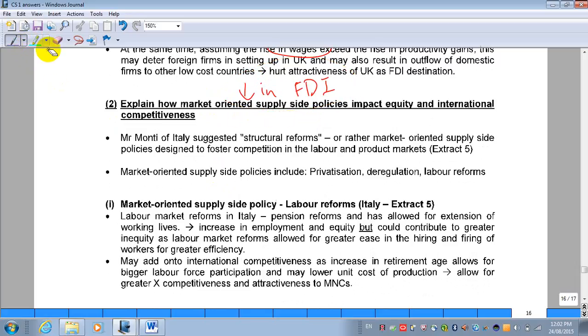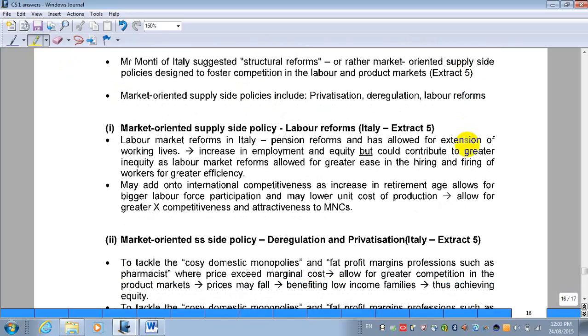Okay, and I've told you that this is really important, right? That market-oriented supply-side policies impact equity and international competitiveness, right? Okay, let's talk about market-oriented supply-side policies for now.